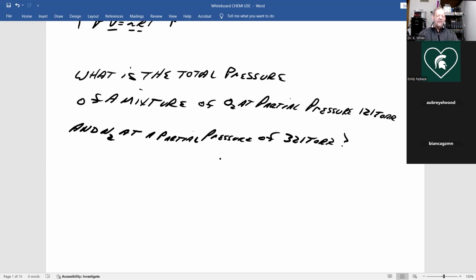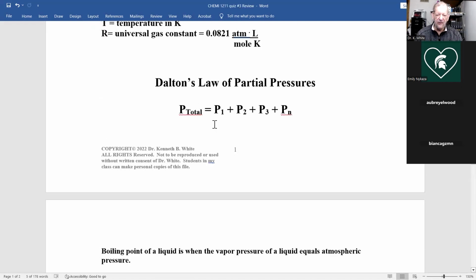All right, let's take a look at this problem. What is the total pressure of a mixture of oxygen gas, O2, at a partial pressure of 121 torr and nitrogen at a partial pressure of 321 torr? As soon as you see the words partial pressure, you know you have Dalton's law of partial pressures. The total pressure equals the sum of the partial pressures, P1, P2, P3, whatever.